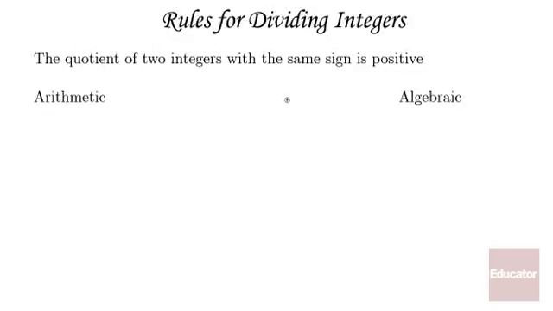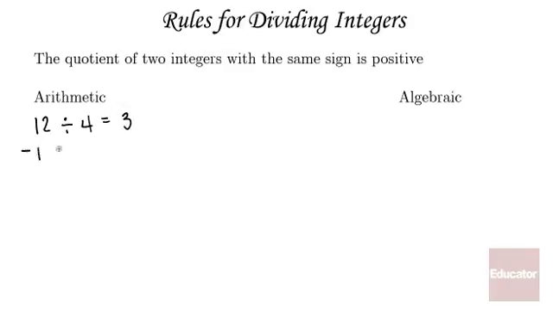The quotient of two integers with the same sign is positive. You're going to notice that the rules for dividing integers are the same as the rules for multiplying integers. So when you divide two numbers with the same sign, your answer is positive. So for example, let's look at an arithmetic problem. Positive 12 divided by a positive 4 will give you an answer of a positive 3. So since the signs are the same, they're both positive for the 12 and the 4, your answer is also positive.